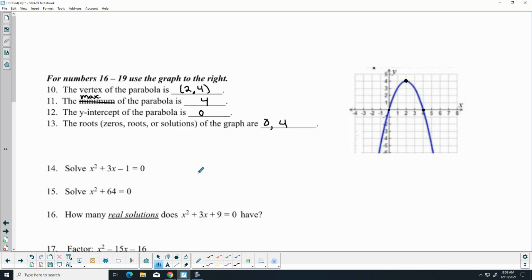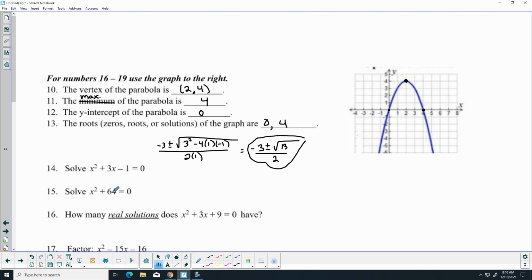All right, number 14, we want to solve. Well, I don't think I can factor that. So I'm going to go straight to the quadratic formula, and that is opposite b plus or minus the square root of b squared minus 4ac, all over 2a, and that's going to give me -3 plus or minus. We need to evaluate the radical. That's 9 plus 4, 13, over 2. And I can't break down that 13, so I'm just going to circle that as my answer. I'm good.